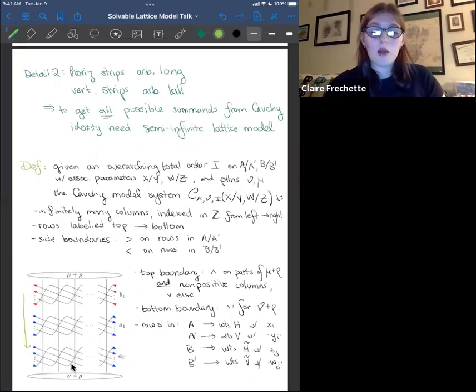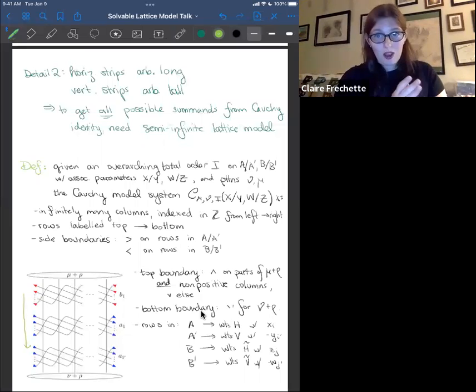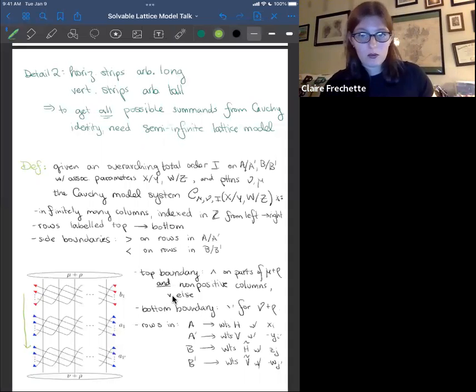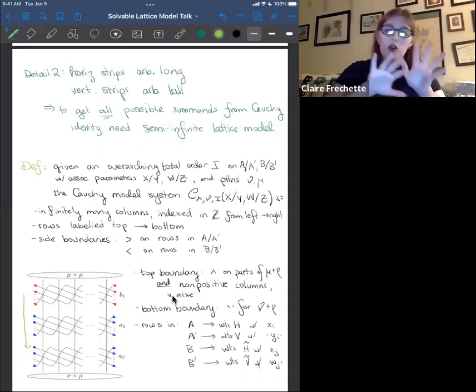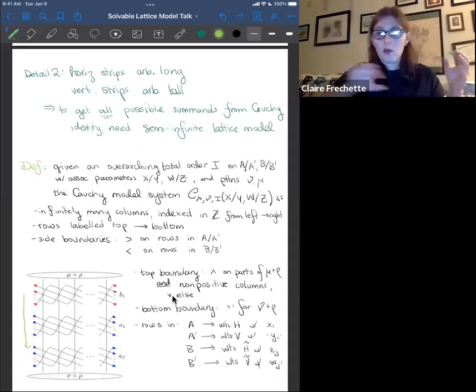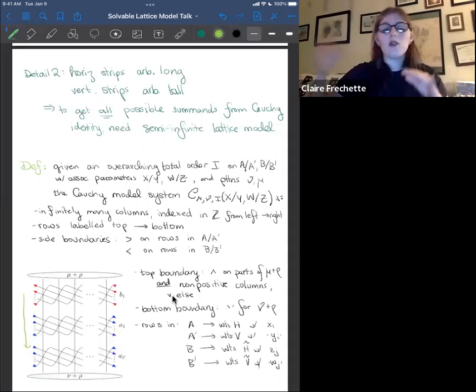And my top and bottom boundaries are going to have up arrows on parts that show up in their partition. So I'm picking mu on the top and nu on the bottom, but then they're also going to have up arrows on all of the non-positive columns, so on all my infinite sea to the left. And this is going to allow us to get all of the possible vertical ribbon strips that might show up, whereas having that infinite void to the right allows our particles to travel arbitrarily far and gives us all of the possibilities for horizontal strips.